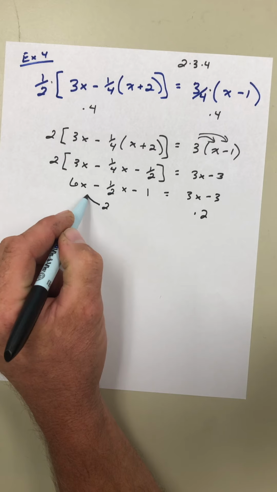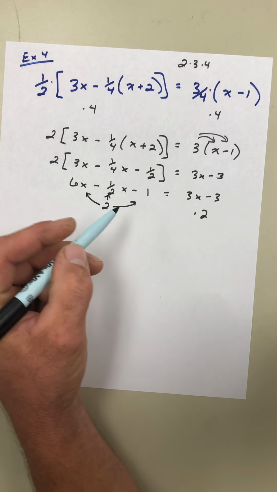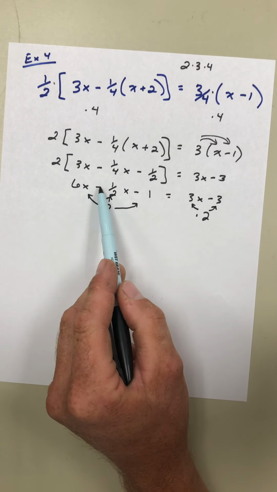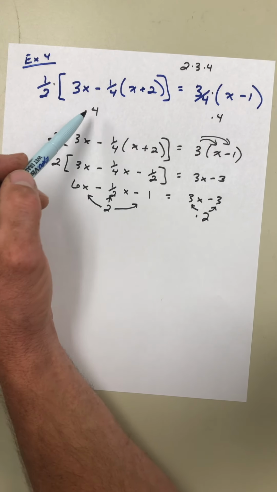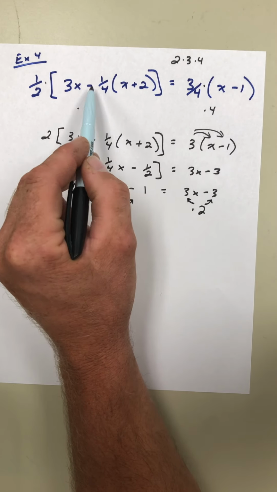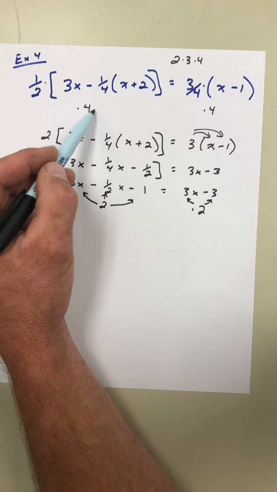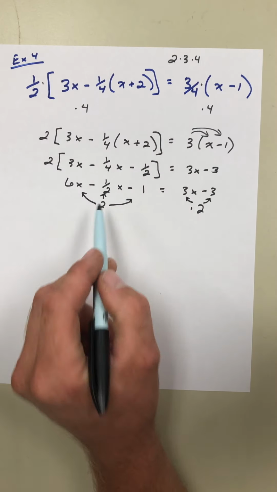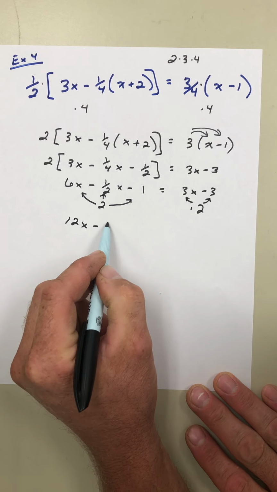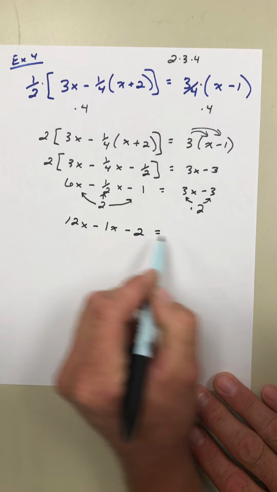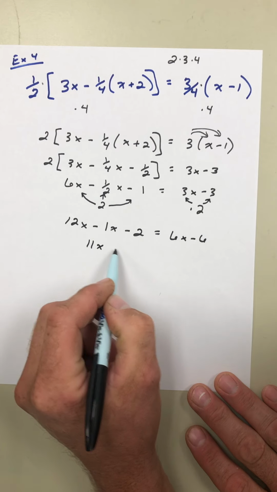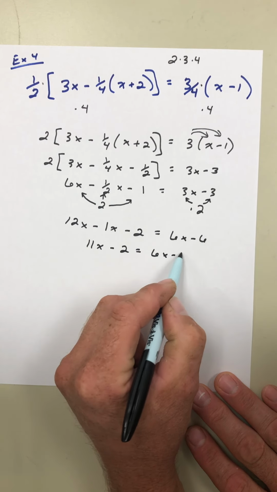This time now I have to multiply the 2 to each of those terms. Same on this side. Notice the difference. Here we have things being added or subtracted from each other. Here we are multiplying things together. Even though inside this big thing there was addition and subtraction, we're really multiplying this term to this term to this big term. Here you have to multiply the 2 by each of those terms as well. So we get 12x minus 1x minus 2, and that's going to equal 6x minus 6. Adding like terms, we get 11x minus 2 equals 6x minus 6.